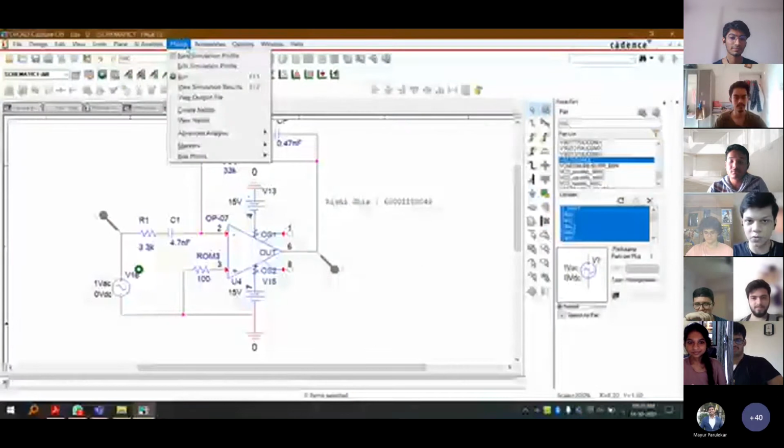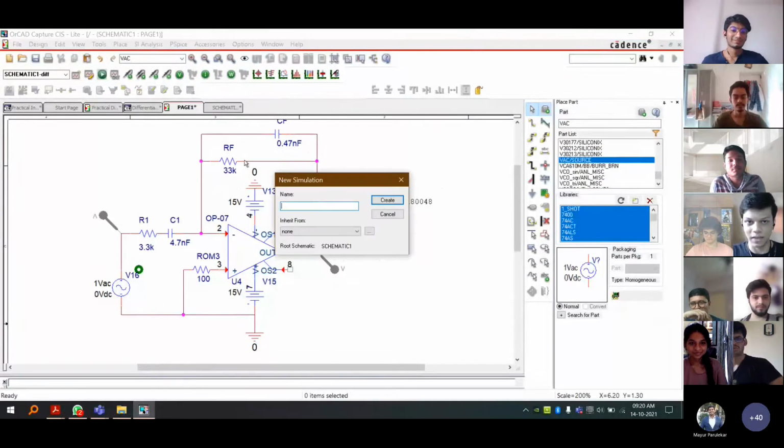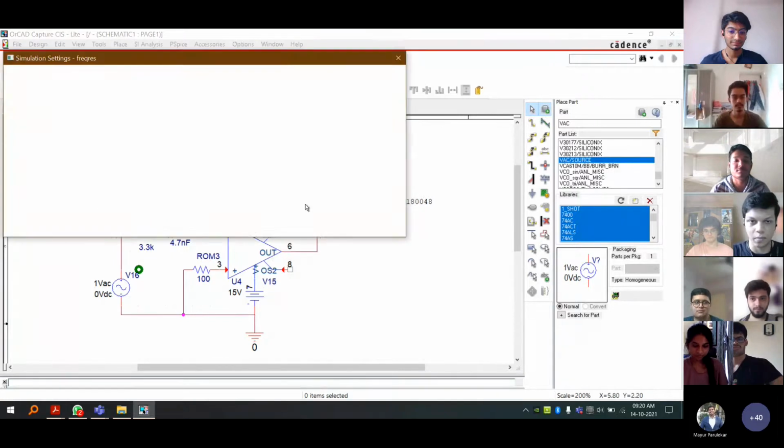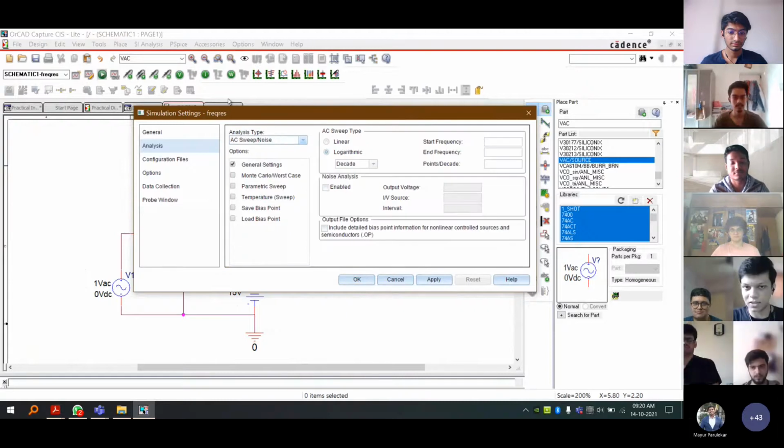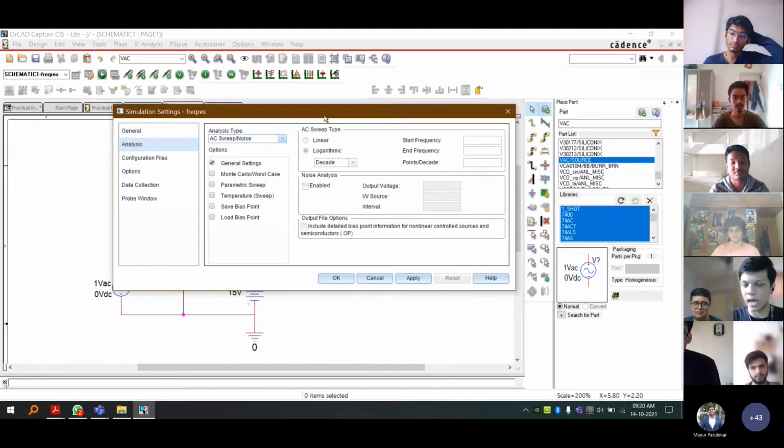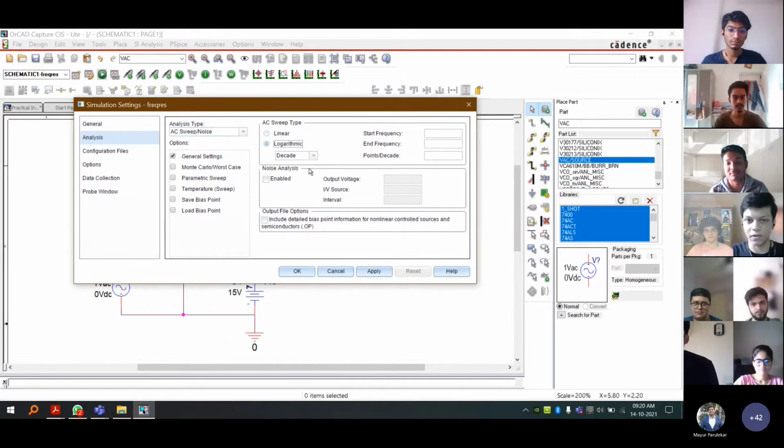Anyways, so what we're going to do is go into new simulation profile again, right up here. And let's just call it frequency response. The name doesn't matter, but it helps to keep things clear. Cool, we're going to go into AC sweep. This is the one that we'll be using. We have our logarithmic graph setup. We have the decade counter setup instead of octave.